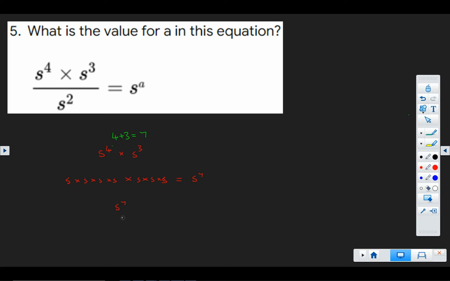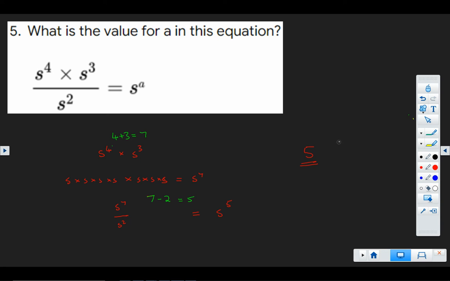So our problem now is s to the power 7 divided by s squared. And in this instance, we are not adding our powers, we are subtracting them. 7 take away 2 is 5. So our answer is s to the power 5. So the value that we were looking for, a, is 5.